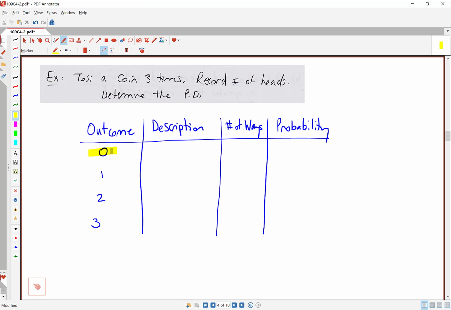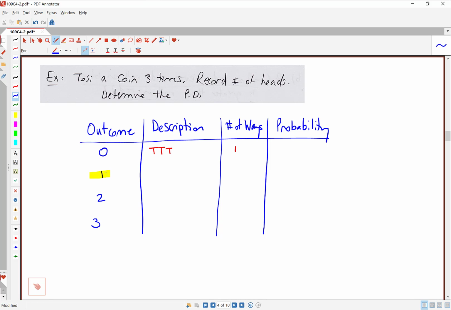So if our outcome is 0, that means we've got 0 heads. And let's write a description of what our coin toss would look like then. We must have had tails, tails, tails. And how many ways are there for that to happen? Well, just 1 way. So that's different than having an outcome of 1.